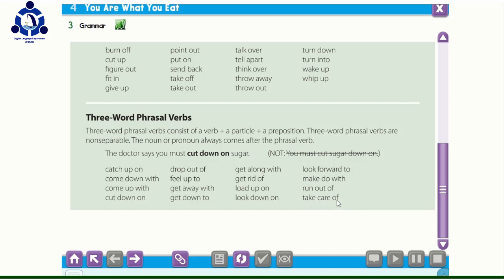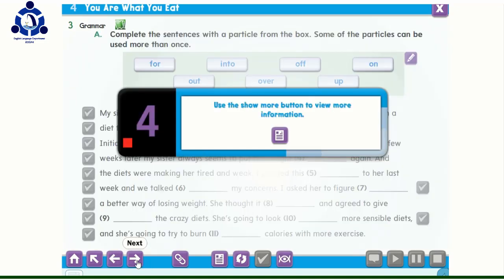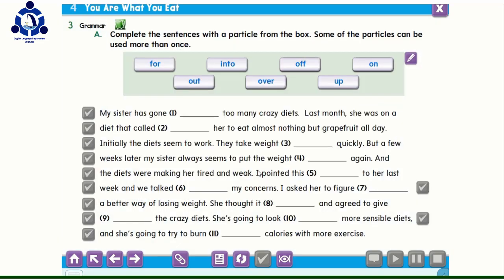Okay, students? Now, let's get to the exercise on page 57. We will write the exercise together on page 57. On page 57, okay?